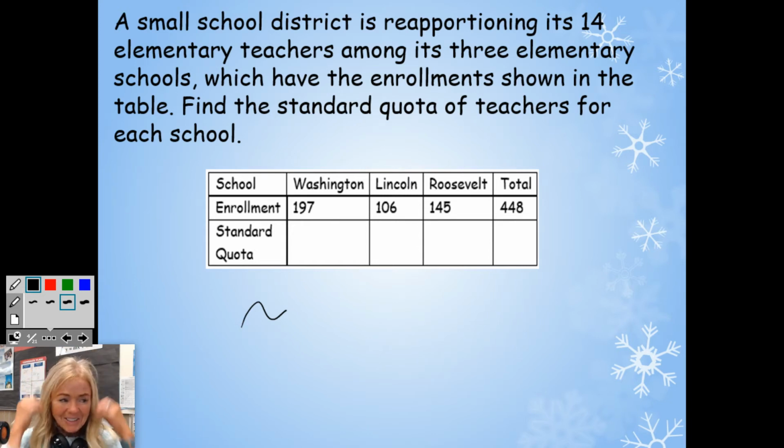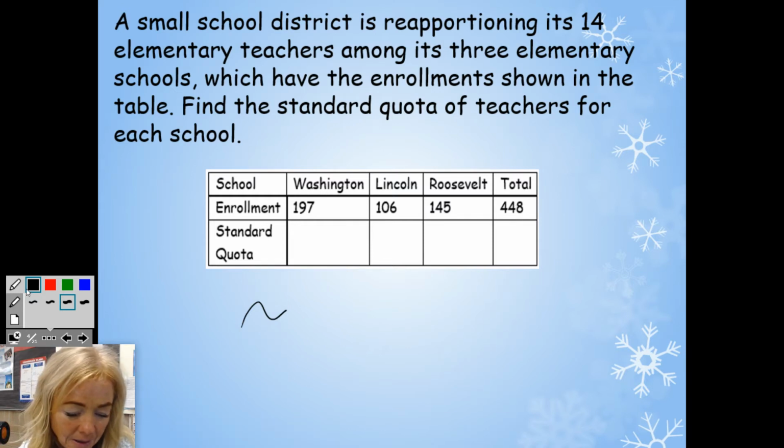I'll fix that. Okay, so a small district, we're trying to figure out how to apportion its 14 teachers among the students there at the 3 elementary schools. Here are enrollments. Now we have a total of 448.